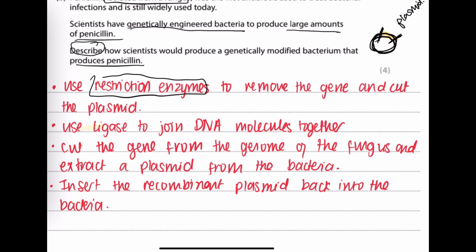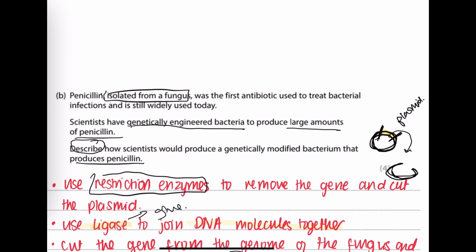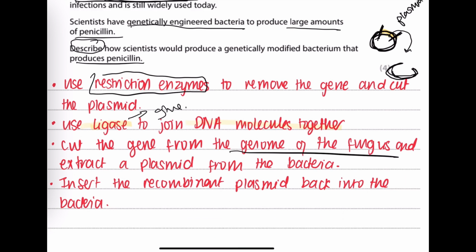So then we use ligase to join the DNA molecules together. So we take it out, remove it, and we try and put it into the DNA that we wanted to put it. And ligase is basically a glue. It is also an enzyme, and its function is a glue. So then we cut the gene from the genome of the fungus. As we can see, it's isolated from fungus.